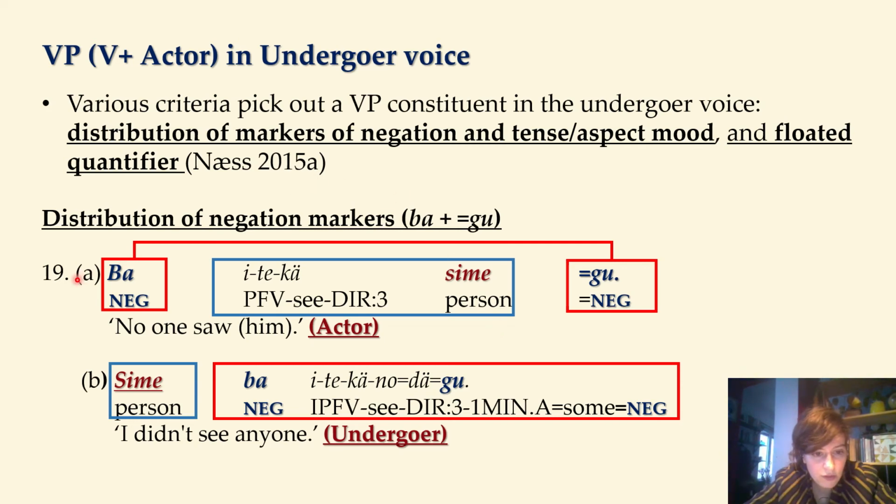This is an undergoer voice, no one saw him, where him is not overtly expressed. Here we have the first negator ba, then we have the verb, which is followed by the actor, and we can see that the actor is inside the structure between the two negators. And this is different from 19b, I didn't see anyone. In this case, the undergoer is expressed. It is in preverbal position, zime, and we can see that zime is outside the structure. So here we have the first negator, here we have the verb with the actor inside it, and then we have the second negator.